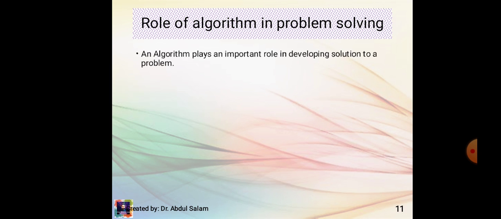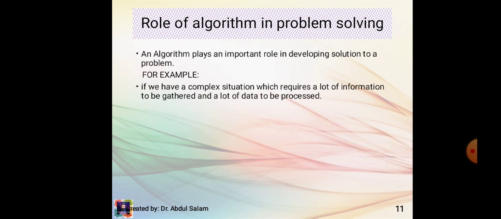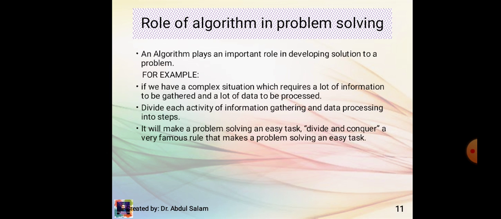Role of algorithm in solving a problem. An algorithm plays an important role in developing solution to a problem. For example, if we have a complex situation which requires a lot of information to be gathered and a lot of data to be processed, divide each activity of information gathering and data processing into steps. It will make problem solving an easy task. Divide and conquer. A very famous rule that makes problem solving an easy task.